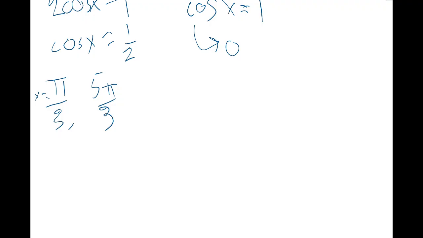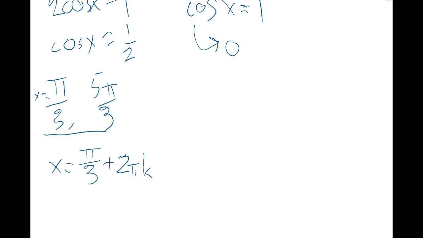So x is going to equal, we'll start with these ones here. X is going to equal pi over 3 plus 2 pi times k. And remember, k is just a constant. It could be anything. All we're saying is that that's going to be a solution no matter what value of k you put in.